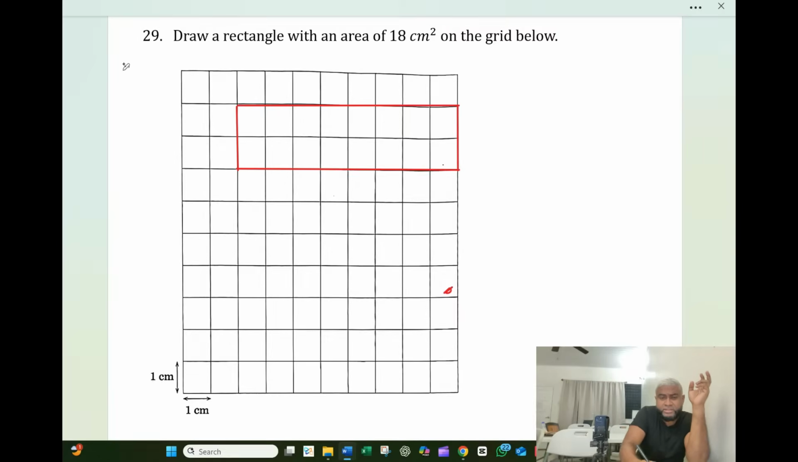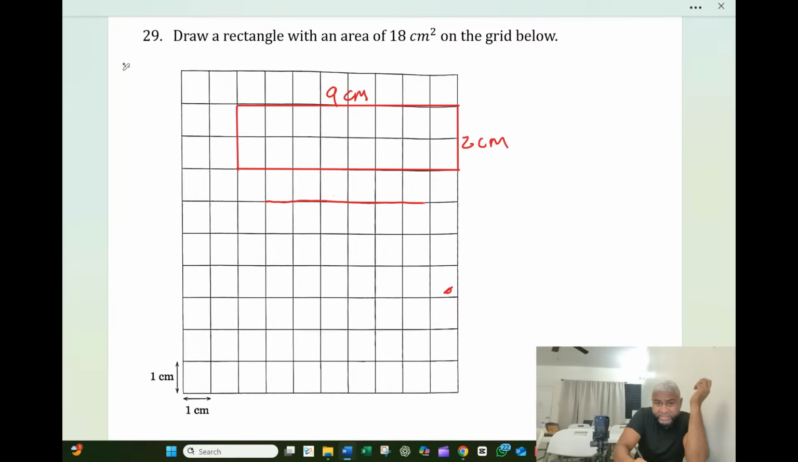9 centimeters by 2 centimeters, right? What is another possible answer here? 6 by 3. So let me go down here. Anyone you draw is correct, yeah? My children, anyone you draw is correct.